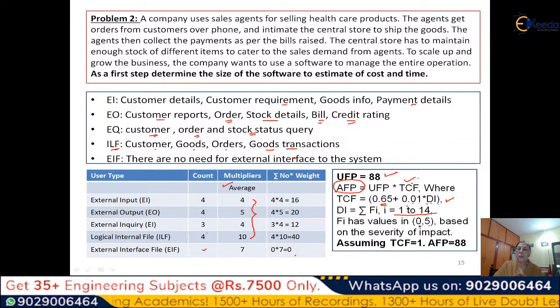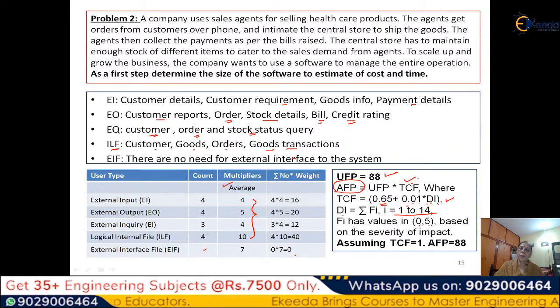If it is very low, we will give it 0 or 1. If it is high, we will give it 5. We will give the value based on the severity of the impact of that particular driver, the influencing factor. And we will sum it up for all the 14 values of the influencing factors. Then we will get the DI.